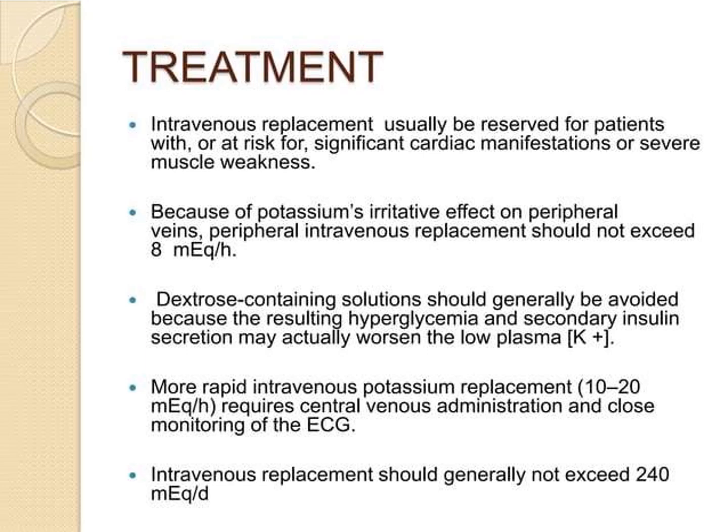More rapid intravenous potassium replacement requires central venous administration and close ECG monitoring. Intravenous replacement should generally not exceed 40 milliequivalents per day, not more than 240 milliequivalents. A vial comes of either 15 or 20 milliequivalents of potassium. Per liter of NS, we can give 40 milliequivalents of potassium, which is given over 2 hours.